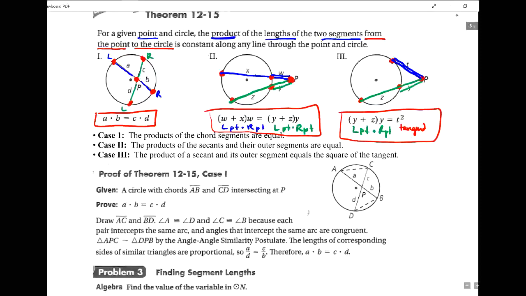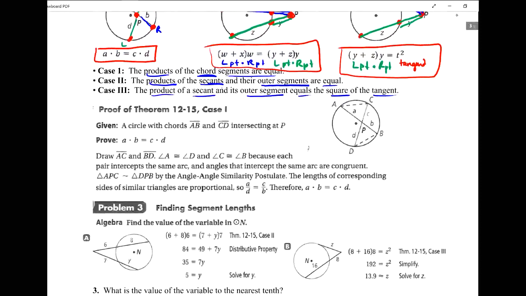So if we think about this, if we have chords, your segments are equal, the products are equal. If we have secants, the product of the secant and their outer segments are equal. And the product of a secant and its outer segment equals the square of the tangent. Those are these in words. I often find pictures much easier. From the point to where it touches the circle, and it touches the circle in two places. So you have to go to your left point and your right point.